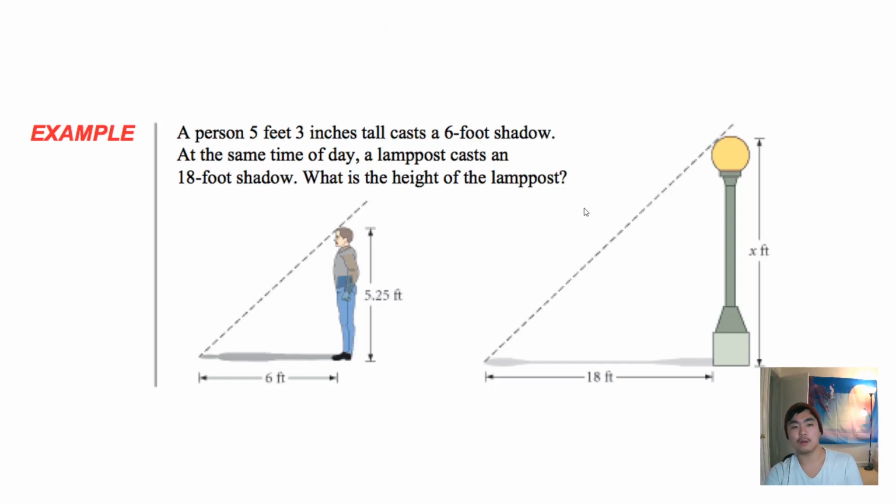Let's look at this problem, right? You want to find the height of a lamppost without actually climbing up and measuring it. So what do we do? Well, we say, look at this person, right? This person is 5.25 feet, or 5 feet 3 inches. He casts a shadow that is 6 feet, okay? 6 feet. At the same time of day, a lamppost casts an 18-foot shadow. What is the height of the lamppost?